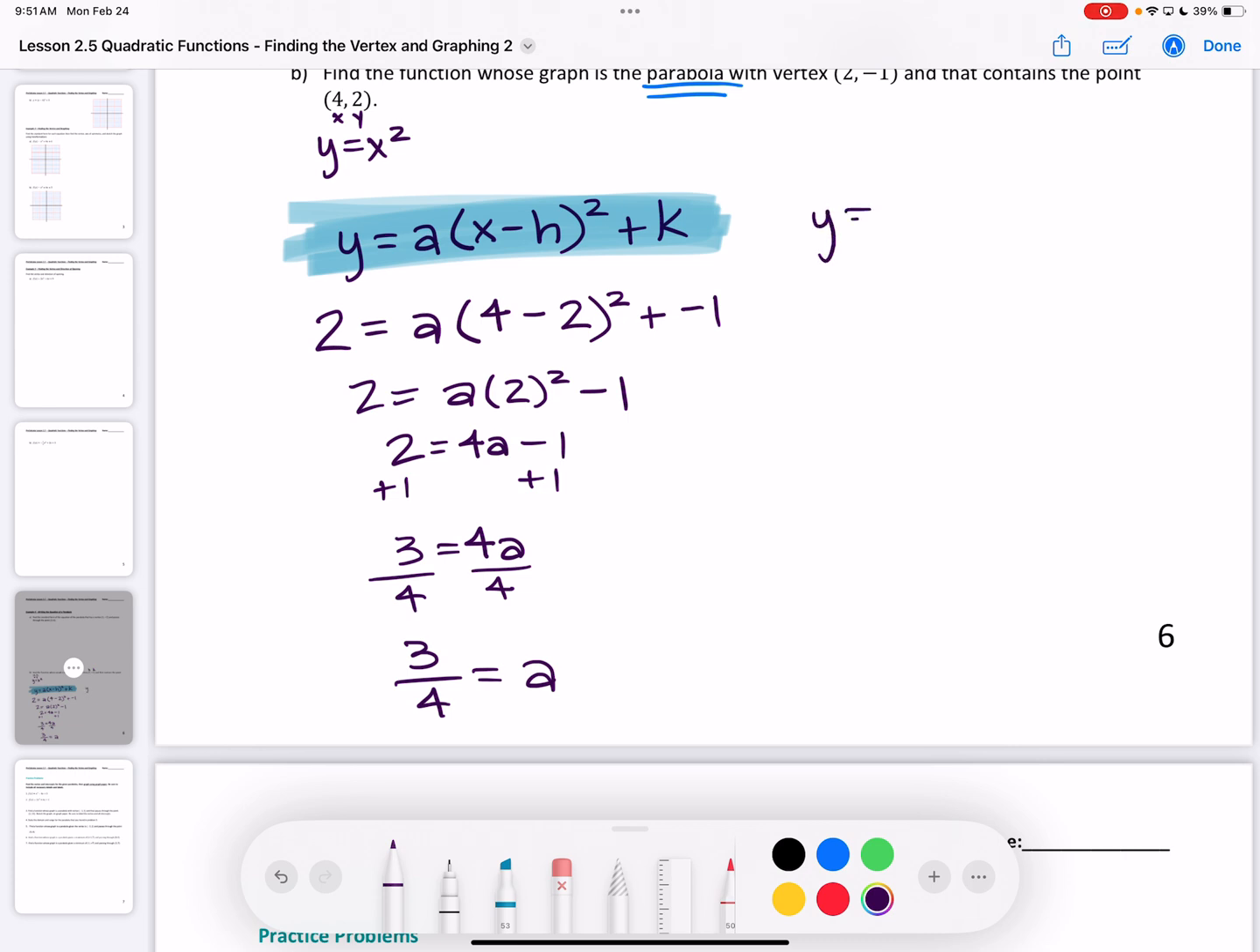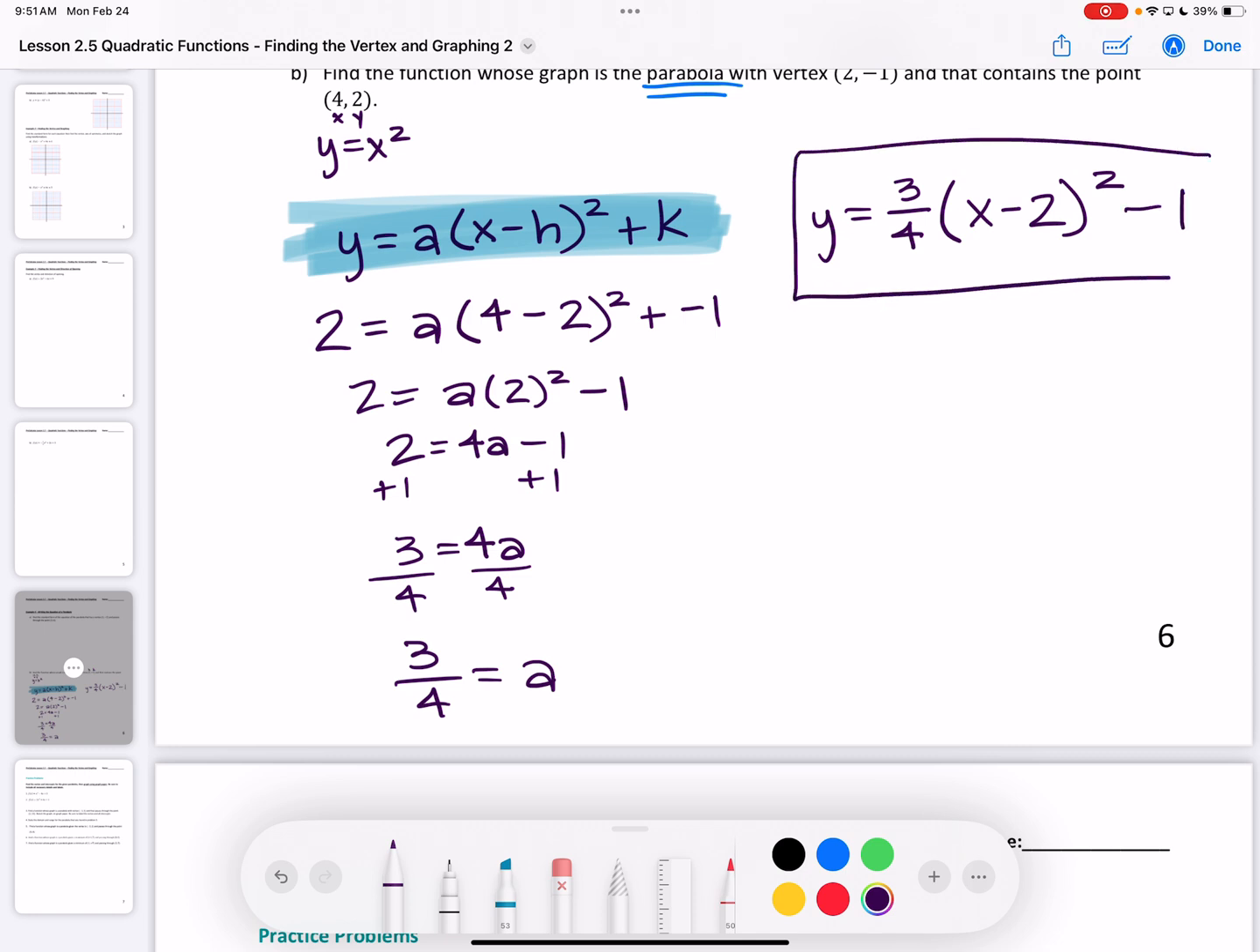So that's going to be Y equals 3/4 times quantity X minus 2 squared. And then can I just put -1? Everybody okay with that? Instead of plus -1 and then -1. Then that's your answer. Questions on that? Any questions on that? So has this been stretched or compressed vertically?